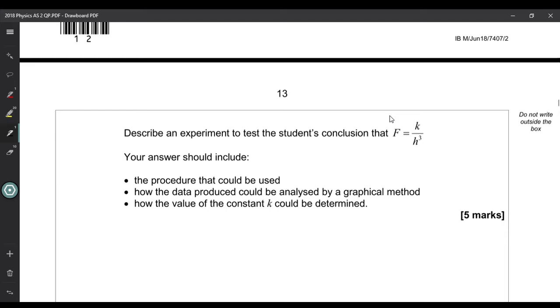So the way that we can test this is we can, for different values of F and H cubed, plot a graph. Now if this is true, we'd end up with a graph of y equals mx plus c. So what we would get is a straight line graph if we plotted y against x. There's no c, so that would be through the origin, and the gradient of this graph would be K.